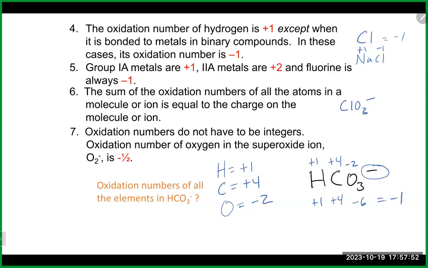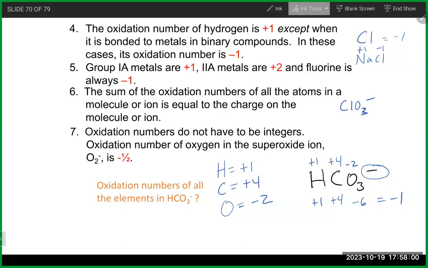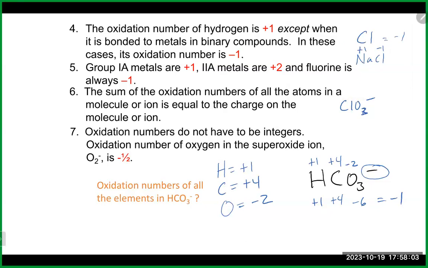ClO3 minus, for example, that is chlorate, I think they call that. So that is going to give us oxygen here with a -2 oxidation state, which gives us a -6. Overall charge here is going to be -1. That means in this case, the chlorine actually has a +5 oxidation state, and that gives me a grand total of -1 overall in our oxidation state.